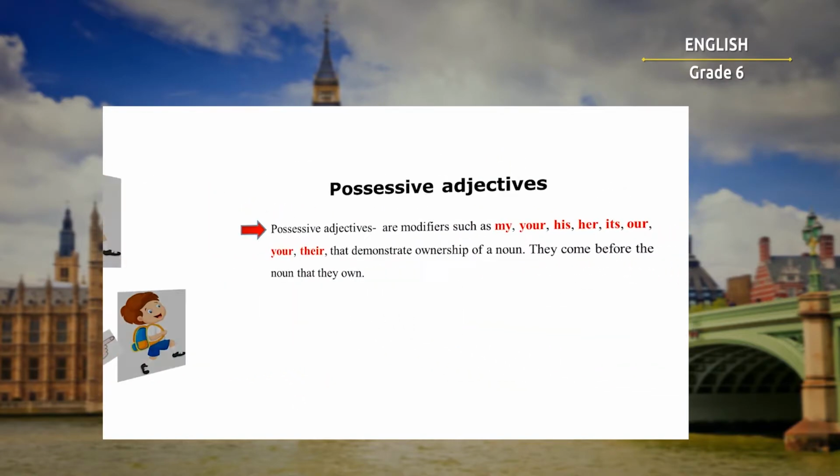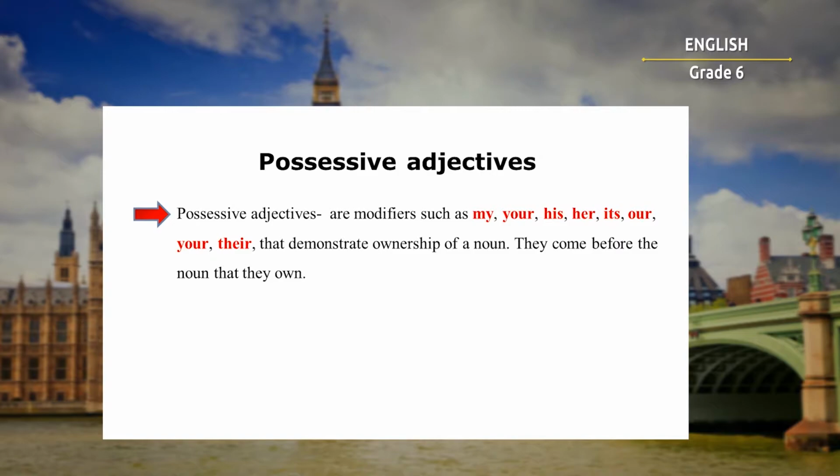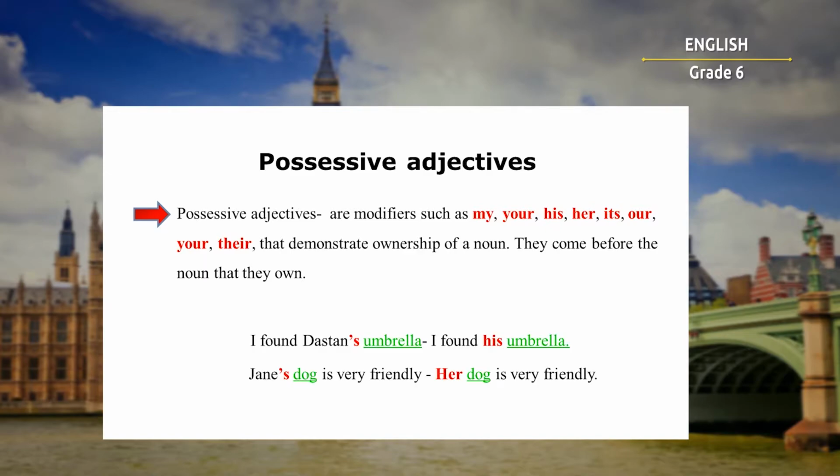Possessive adjectives are so-called modifiers, such as my, your, his, her, its, our, your, their, that we use to show the ownership of a noun. They usually come before a noun, as in the examples below. I found Dastan's umbrella. I found his umbrella. These two sentences have the same meanings, but instead of indicating the name Dastan, we use the possessive adjective his. Like all adjectives in English, we use them before a noun that they refer to.